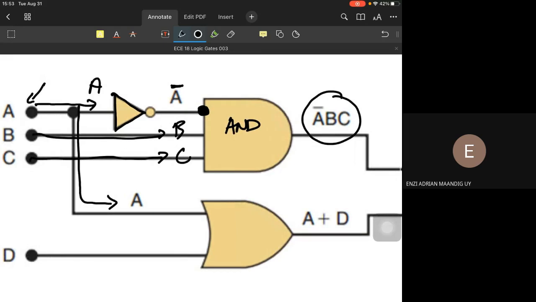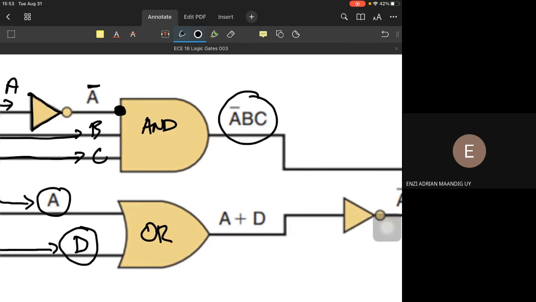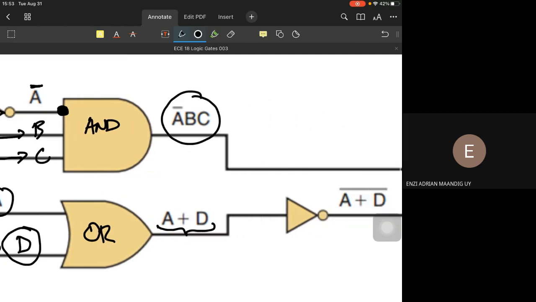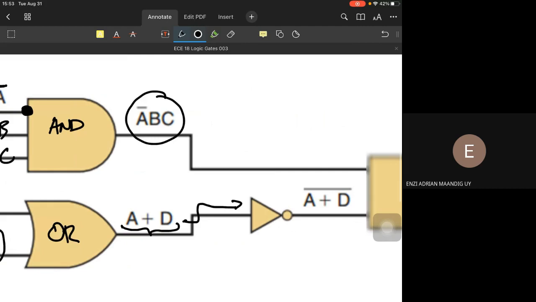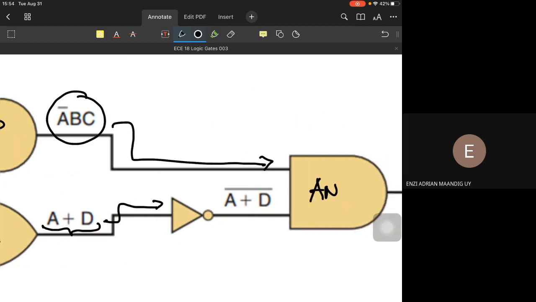So, how about the bottom? We have D. What enters the OR gate is A and D. So the output of our OR gate, if the inputs are A and D, is A or D. And A or D goes through an inverter, so it becomes A or D bar. Then A bar BC and A or D bar are the inputs of our next AND gate.